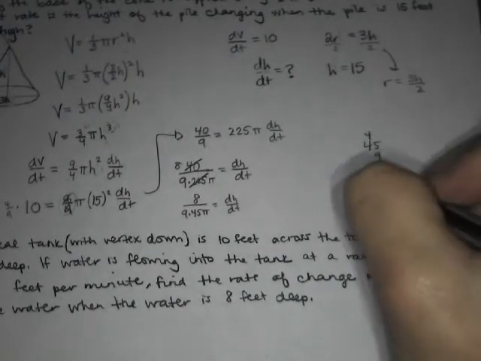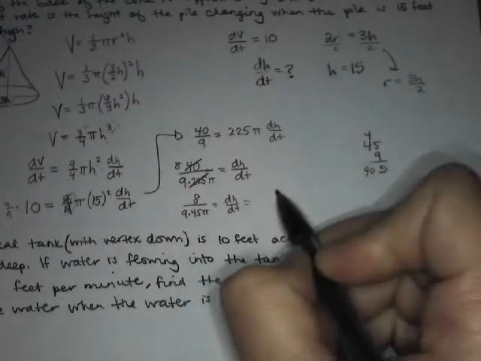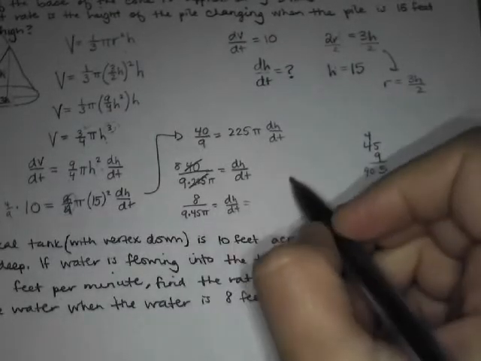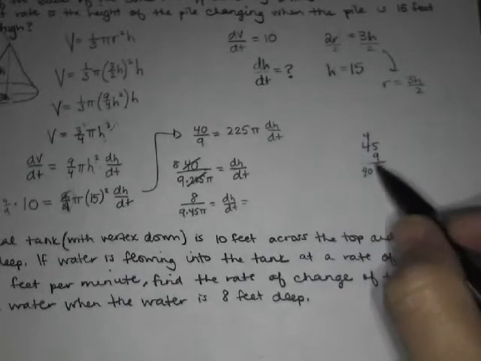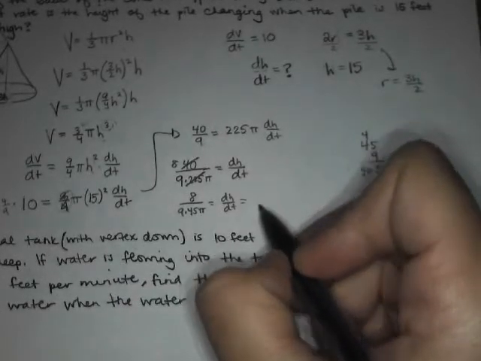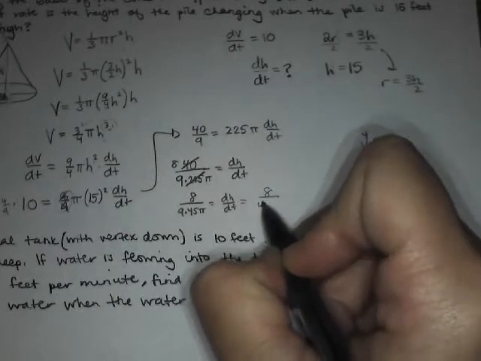Aaron was right, but I wanted to just do a little multiplication because I haven't done it in a while and it's a little rusty. So 45 times 9 is 405. So this ends up being 8 over 405 pi.